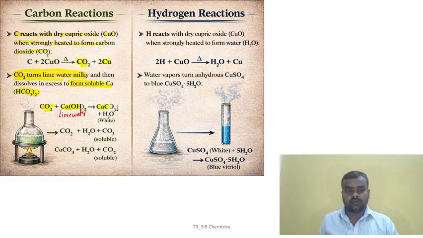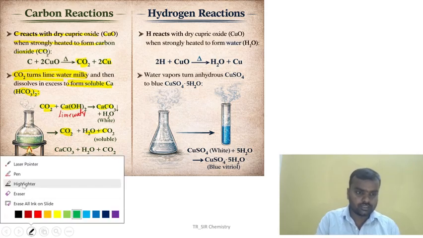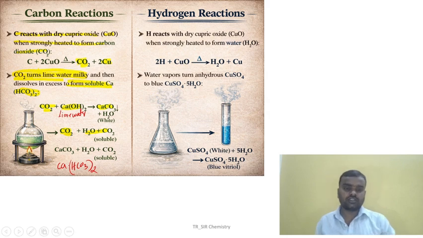Now, when it is forming white precipitate, again an excess amount of carbon dioxide is passing through this solution. A soluble complex is forming. So here the soluble complex looks like this one. A soluble complex looks like that, already we discussed in the previous slide, right? So it will be Ca(HCO3)2, calcium bicarbonate, the soluble complex. That confirms that carbon is present.